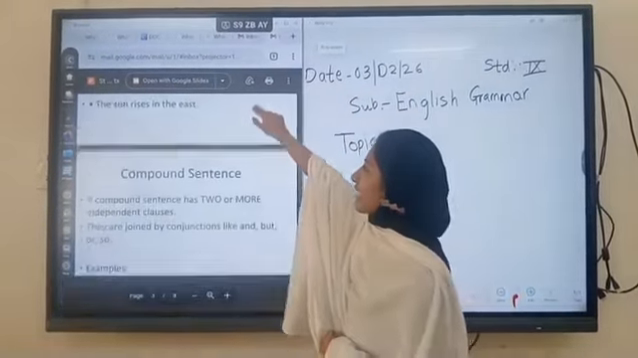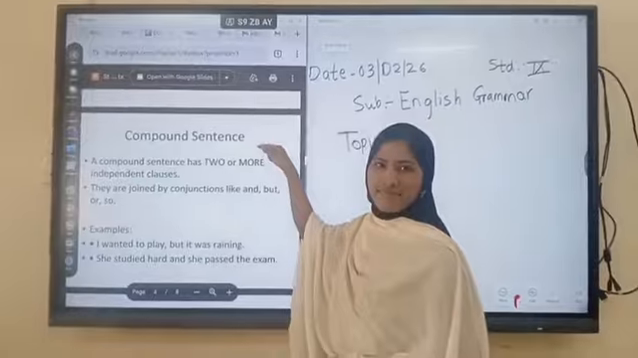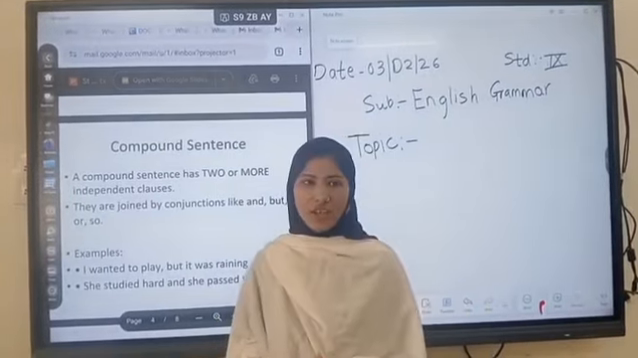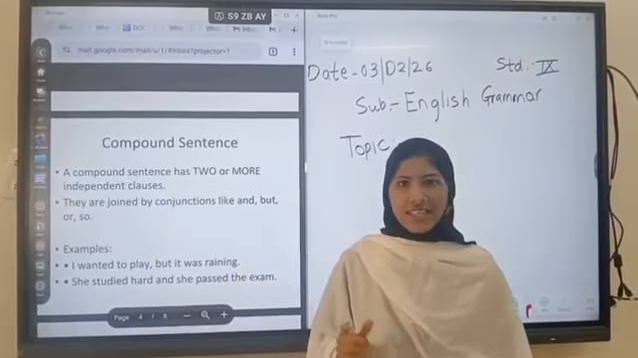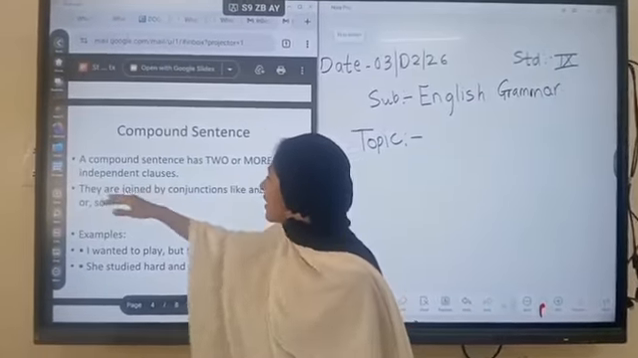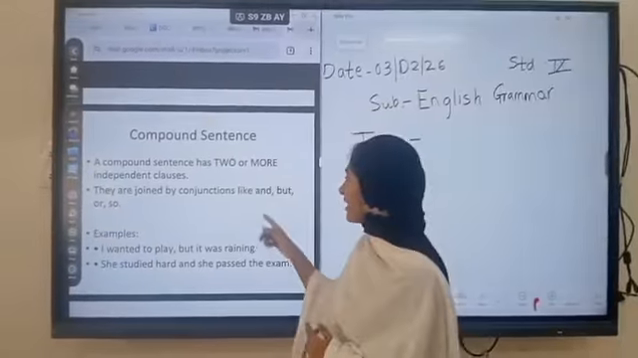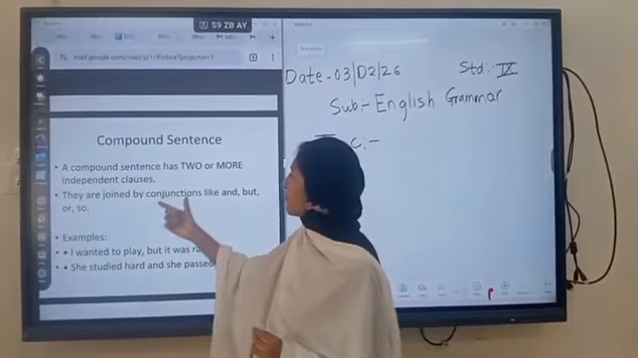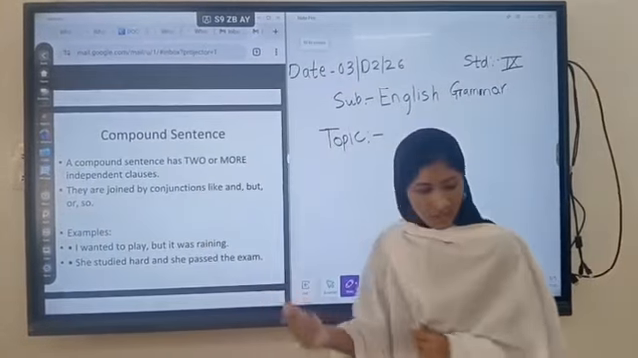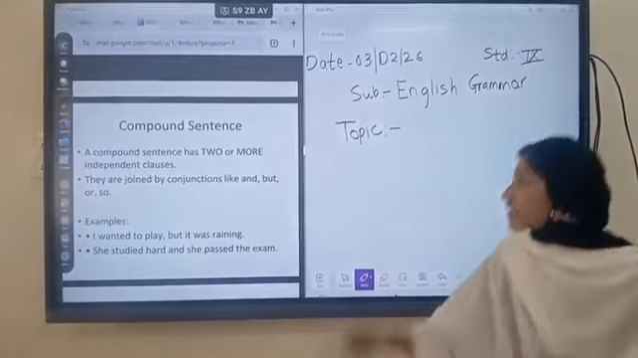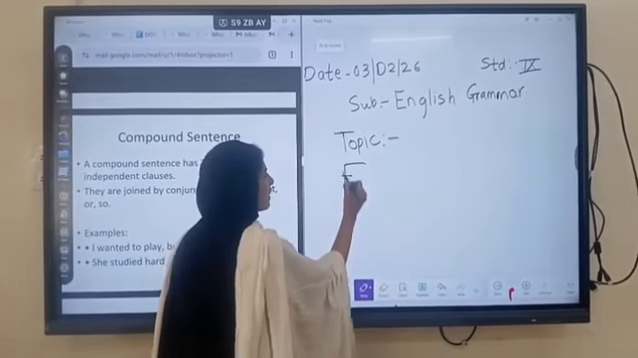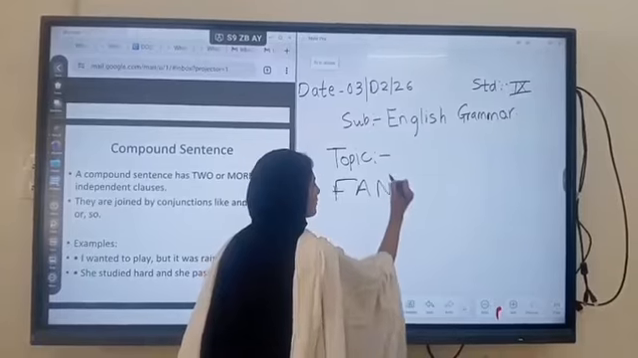Now, we move to the second sentence type, the compound sentence. A compound sentence has two or more independent clauses. Clauses mean the sentence. They are joined by conjunctions like and, but, or, so. The conjunctions which join the two independent clauses in a compound sentence are like FANBOYS. You can remember them as FANBOYS.